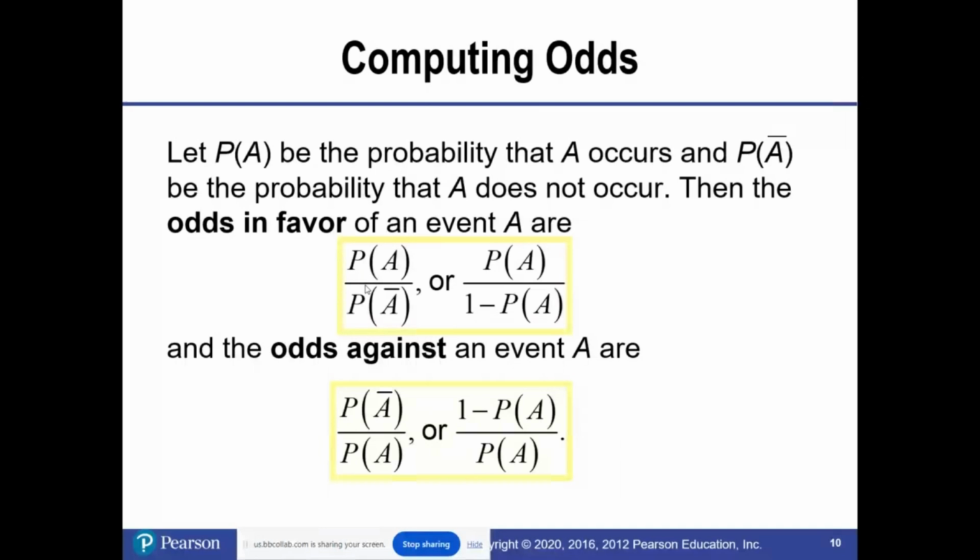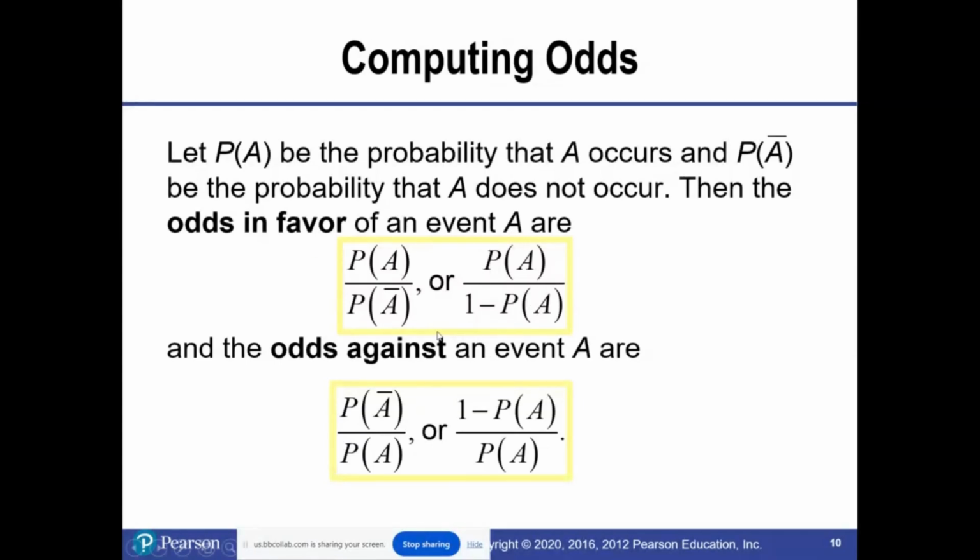Okay, computing odds. We're going to let the probability of A be the probability that A occurs. And when you have A with a little bar over top of it, that means the complement, or in this case, it would be the probability that A does not occur. Then the odds in favor of an event would be the probability of A over the probability of A complement. Okay, and we talked last week about how to find the complement, we just take 1 minus the probability of A. And so here's another way to write the formula.